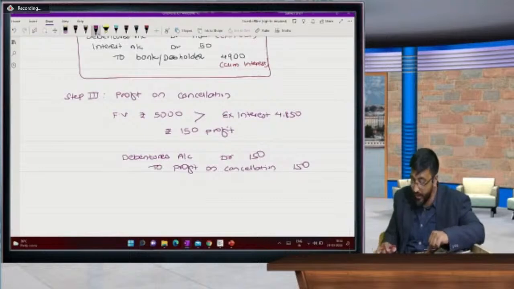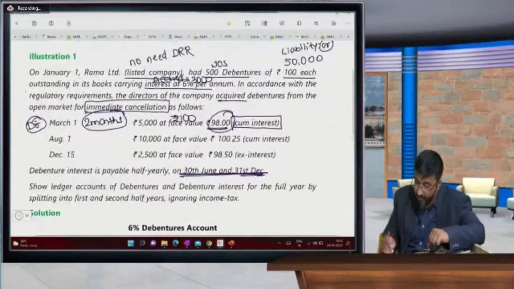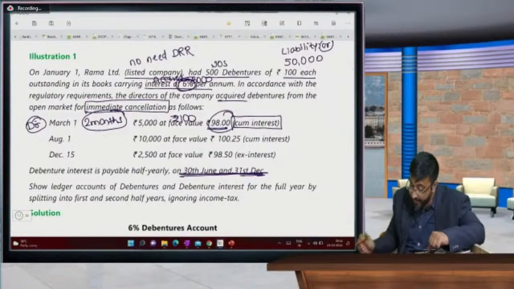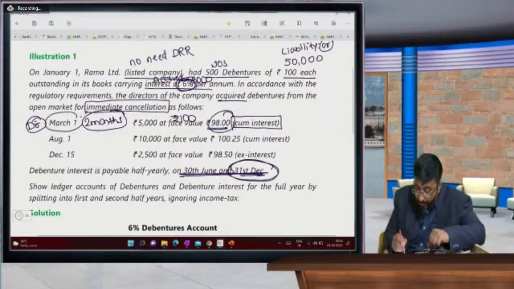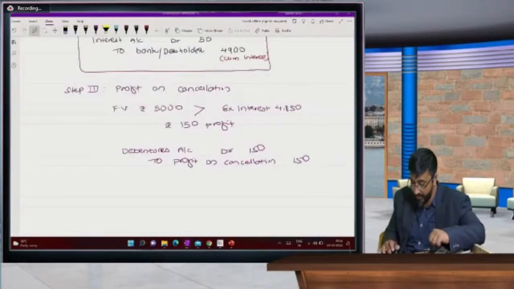How to identify interest rate? Now this is very simplest question. 6%. How to identify interest date? Date is 31st December and this is March 1. So last interest paid on December. Very simple. See beta. Yes. Now you can write it.